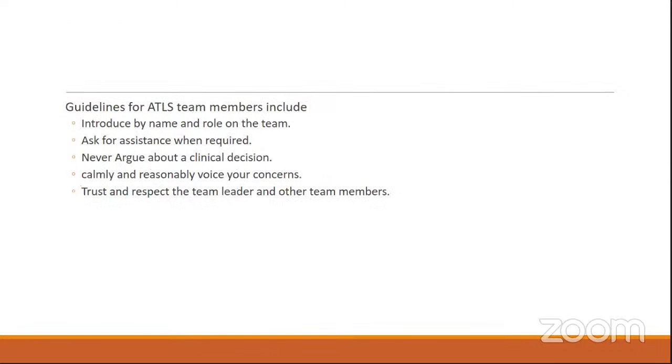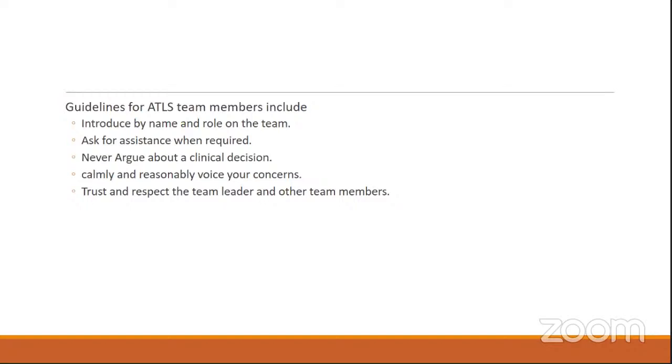So guidelines for ATLS team members include introduce by name and role on the team. They have to introduce their name and what they are going to do. For example, if they are standing on the IV access, they have to say, I'll be dealing with the IV access. If they are put on the scribe side, they'll have to say, my name is so and so and I'll be taking care of scribe.